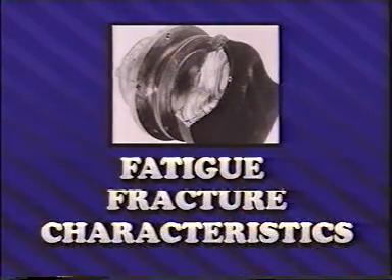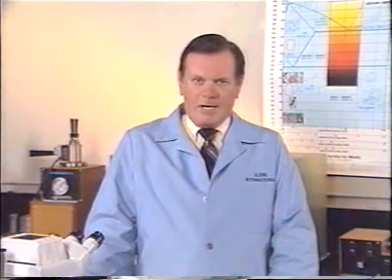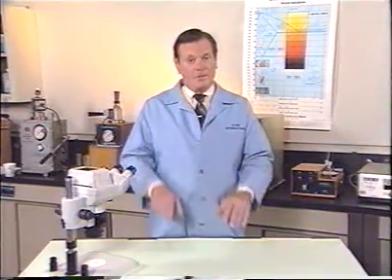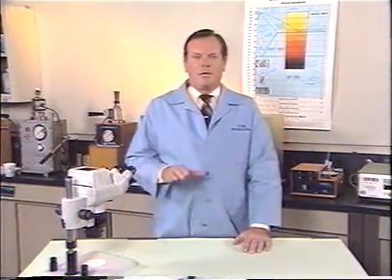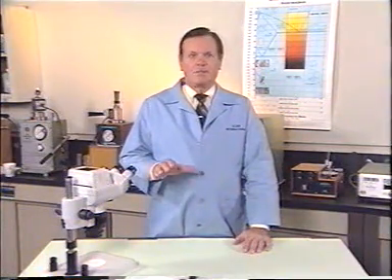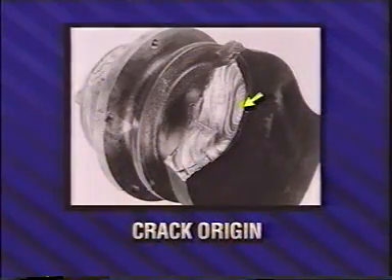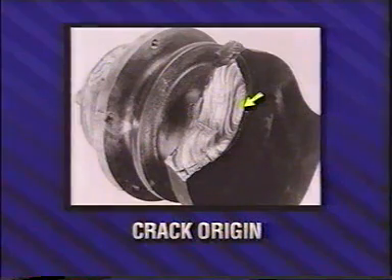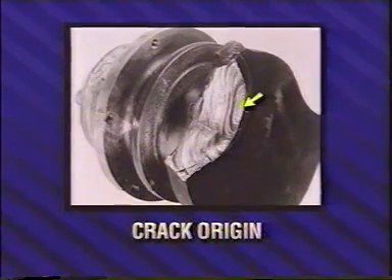Fatigue fracture characteristics. Macroscopic examination can reveal many characteristics of a fatigue failure. And of course, a macroscopic examination can be done at or near the failure site. A macro exam is particularly useful in correlating fracture surface characteristics with the size and shape of the part and with the loading conditions. The crack origin location may be found by first viewing the fracture surface at a low magnification between 1 and 100 diameters.